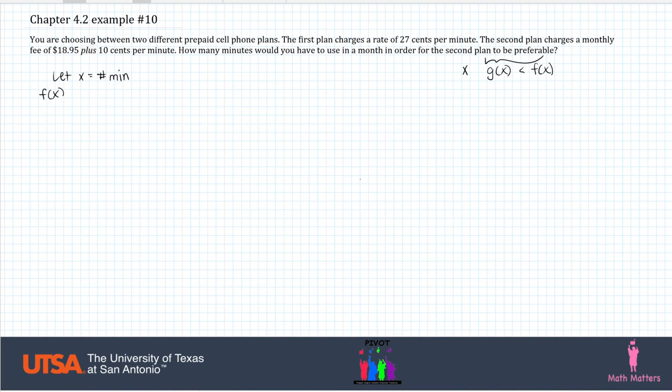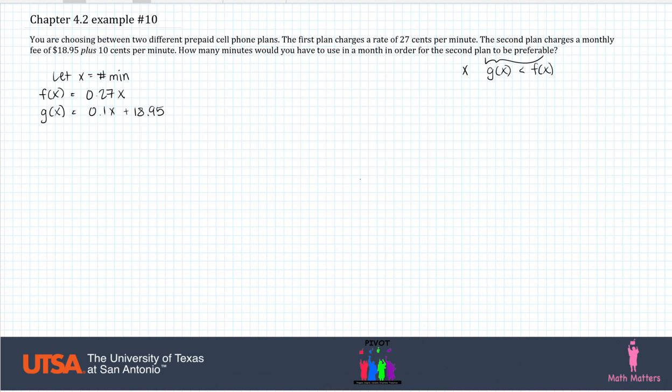Then we write our equations, f of x being the first plan, so that's 0.27 times x, the number of minutes. Then g of x, the second plan, is 10 cents per minute plus that $18.95 that they're going to charge even if you don't use any minutes on the phone.